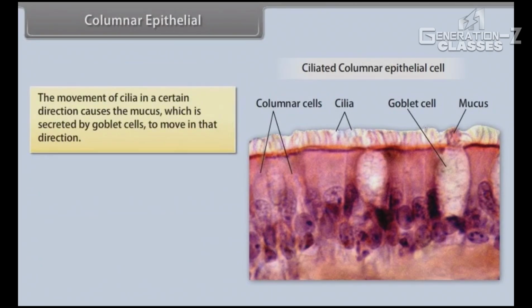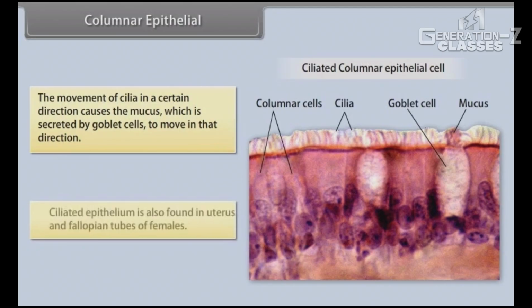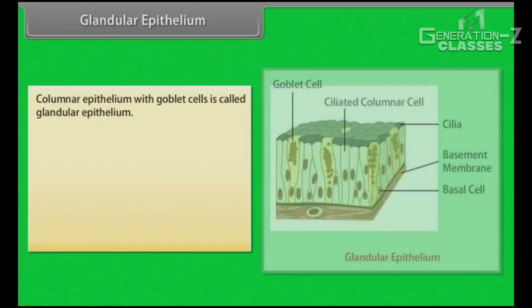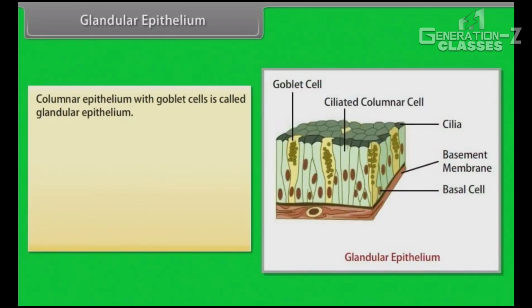The movement of cilia in a certain direction causes the mucus, which is secreted by goblet cells, to move in that direction. Ciliated epithelium is also found in the uterus and fallopian tubes of females. Glandular epithelium. Columnar epithelium with goblet cells is called glandular epithelium.